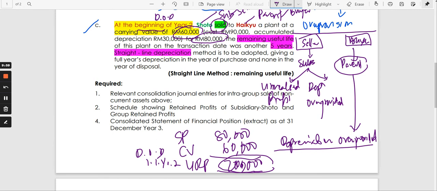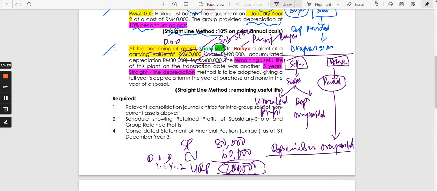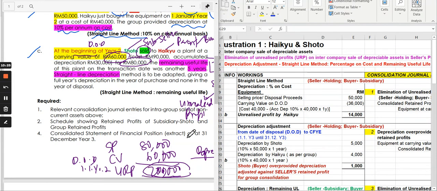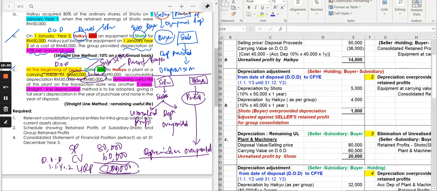So you are asked to prepare the relevant consolidation journal entries and also some schedule of the retained profits. But the most important thing is the impact of this consolidation adjustment in the consolidated statement of financial position. We cannot straight away do this without doing the relevant workings. So let us look at how we go about doing the workings. So now we will focus on the workings and doing the question.